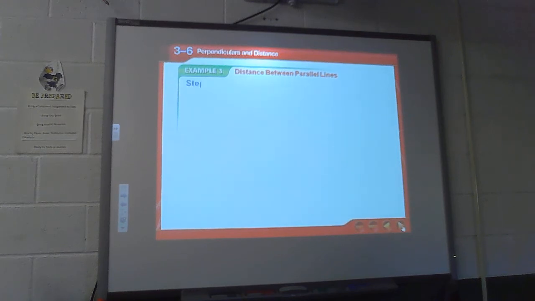So, as they'll show you here, so here's my equation that they came up with. This is the equation of that line that we were trying to find our point of intersection for.